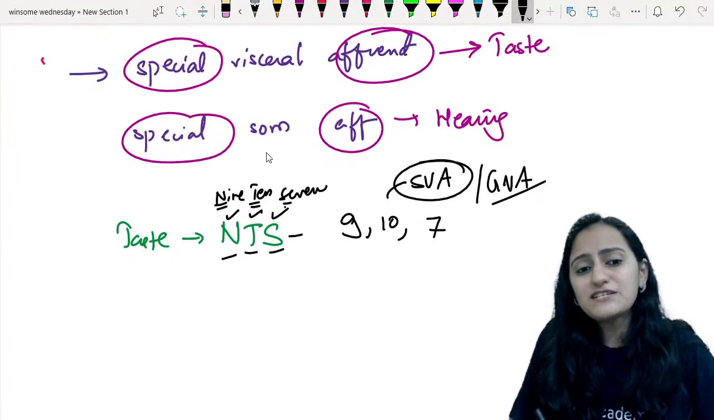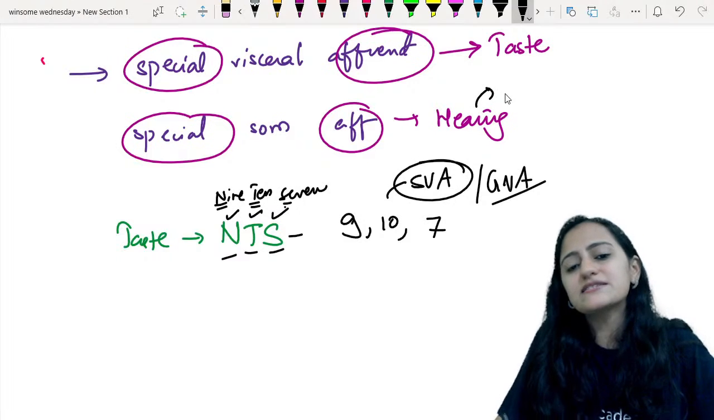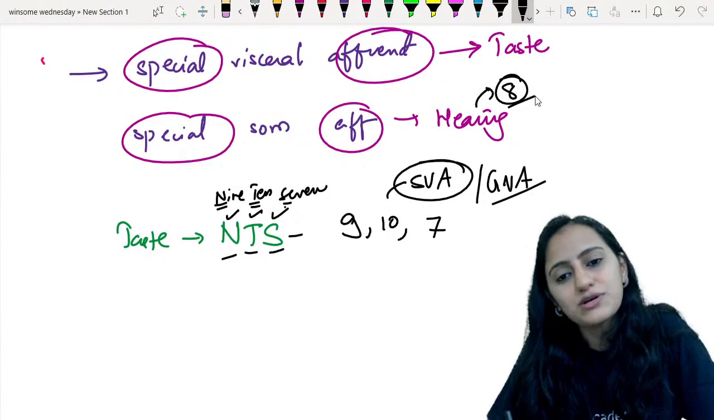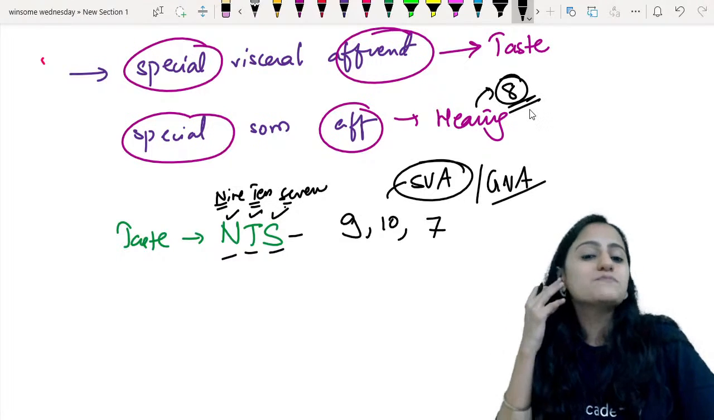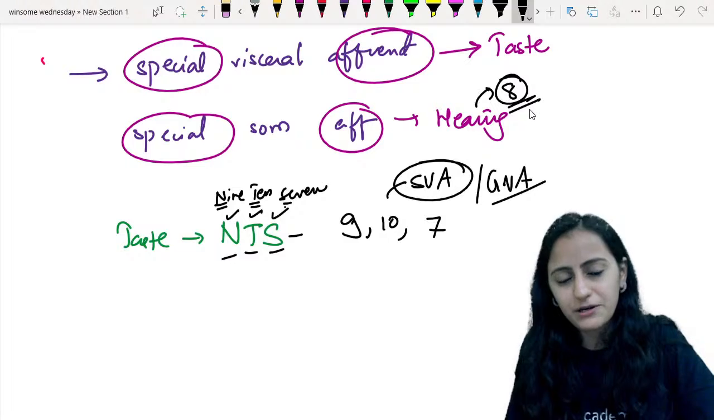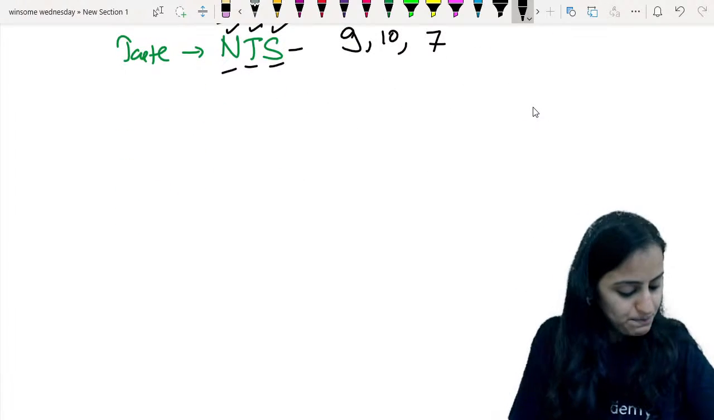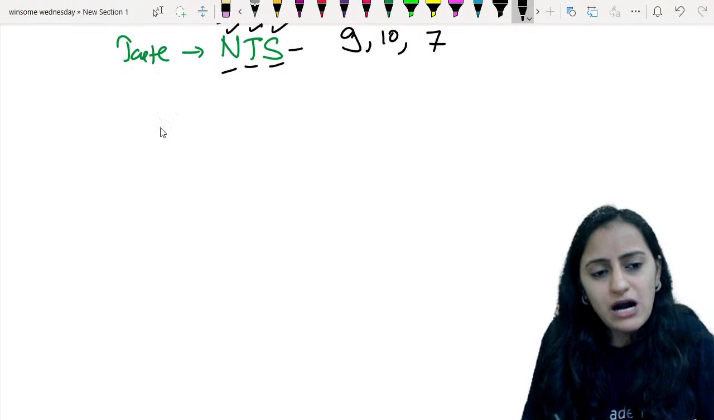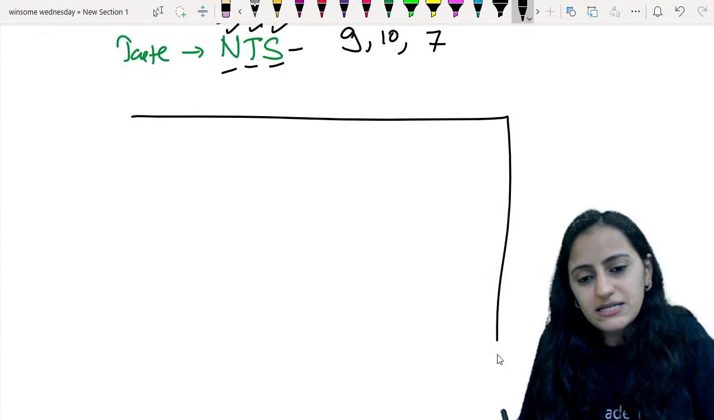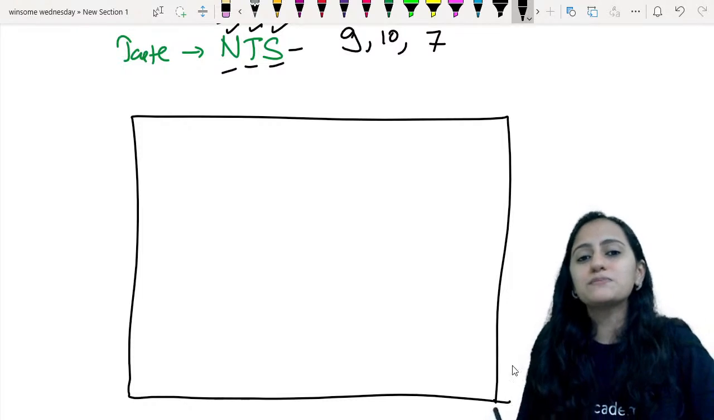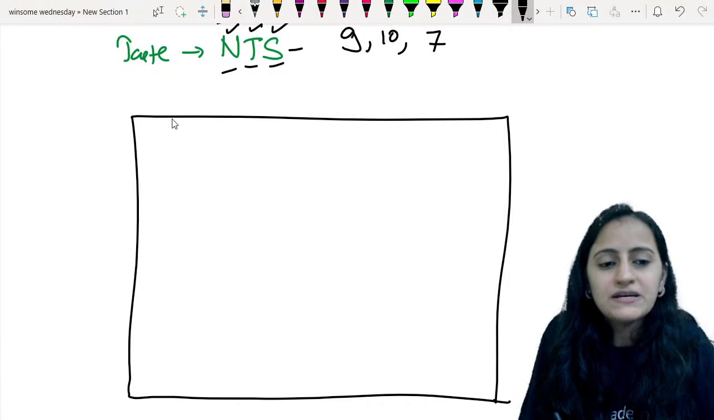And your special somatic afferent, hearing, is your cranial nerve 8. So the vestibulocochlear nerve, that nucleus will come under your special somatic afferent. So if you see, we have completed these columns. What I want to do now is just make a table. I hope all of you are doing that as well along with me, so that you are done with this topic.